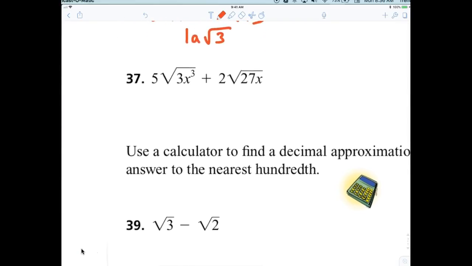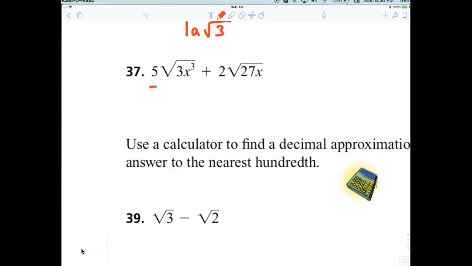Now, in 37, let's review this because it's been a while. 5 square root, radical 3x squared x. There you go. And now you break down the x squared, which is 5x radical 3x. All right. And now 27 plus 6 radical. Is everybody with me on this?